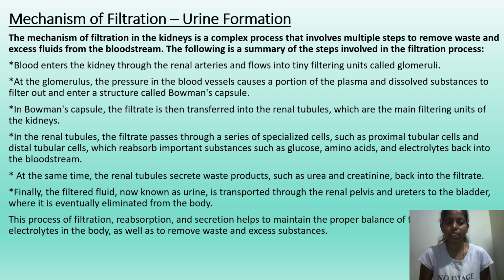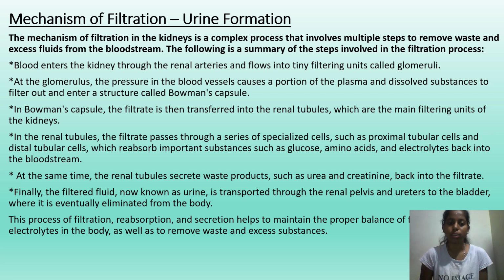Firstly, blood enters the kidney through the renal arteries and flows into tiny filtering units called glomeruli. At the glomerulus, the pressure in the blood vessels causes a portion of the plasma and dissolved substances to filter out and enter a structure called Bowman's capsule. In Bowman's capsule, the filtrate is then transferred into the renal tubules, which are the main filtering units of the kidneys.